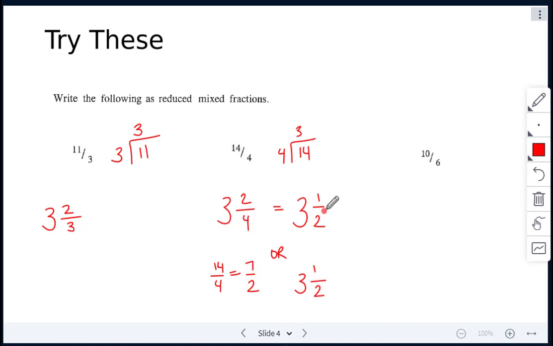All right, either way, we end up with the same answer. Okay, so again, you can reduce before as here, or we reduce after as we did here. Okay, any questions on that one?